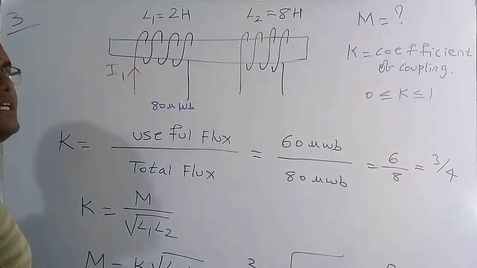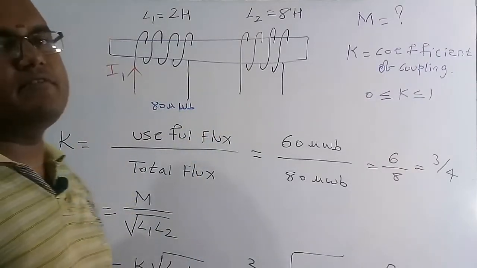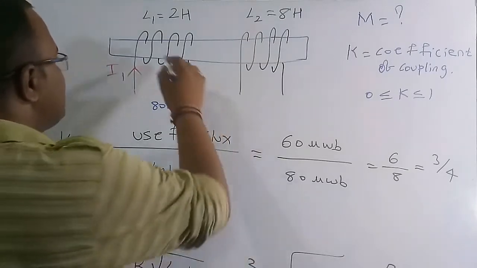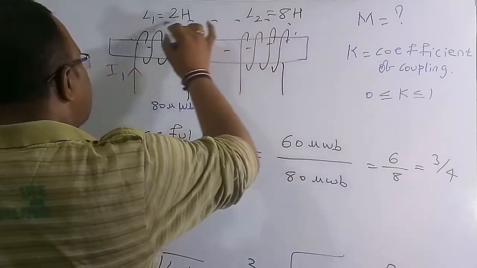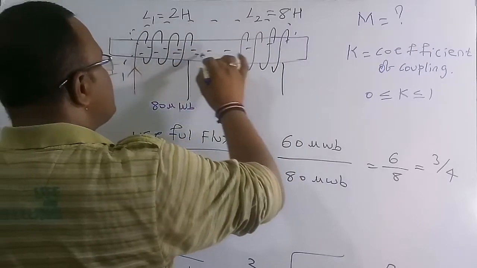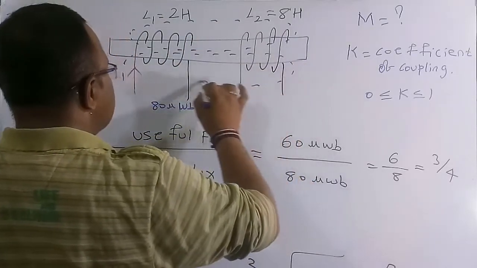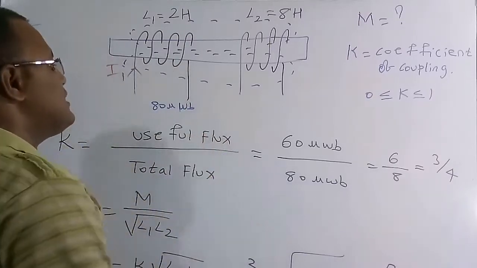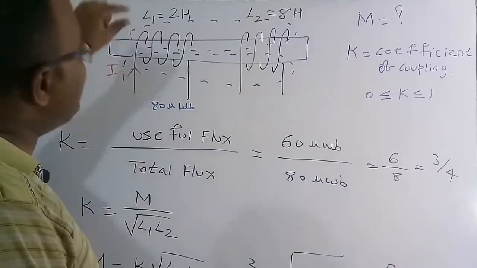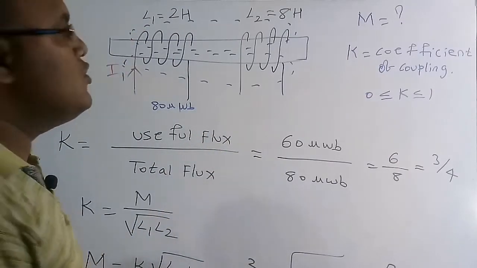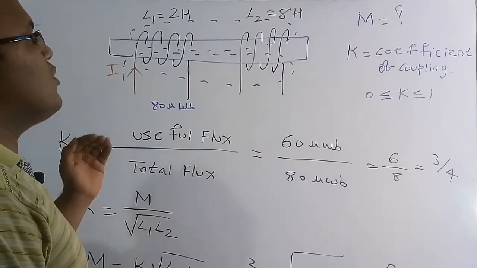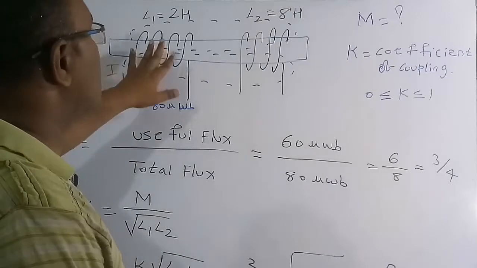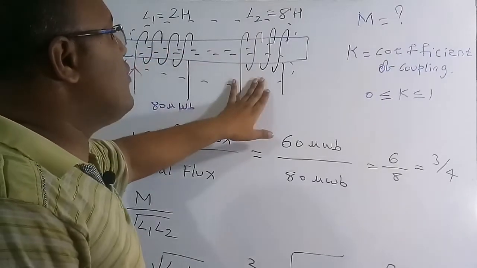This is the total flux which is produced by coil 1. Out of this, only 60 microweber is going to link with L2. So you can see only 60 microweber links with coil 2, and the remaining 20 microweber does not link with the secondary coil, or simply we can say the remaining 20 microweber links only with coil L1 itself. Therefore only the mutual flux, or the useful flux, is the flux linking both coil 1 and coil 2.